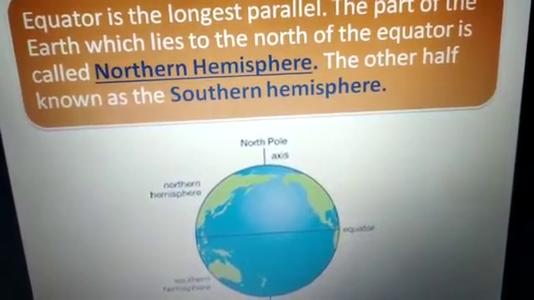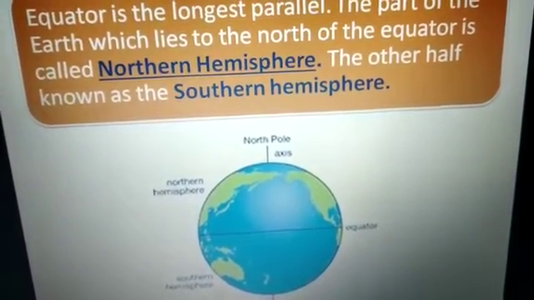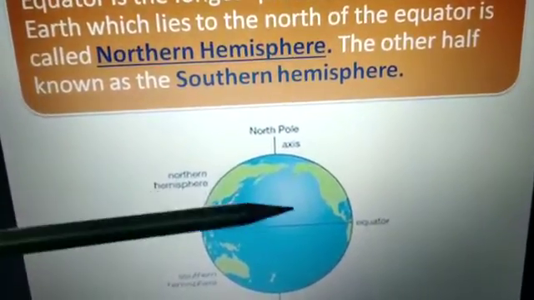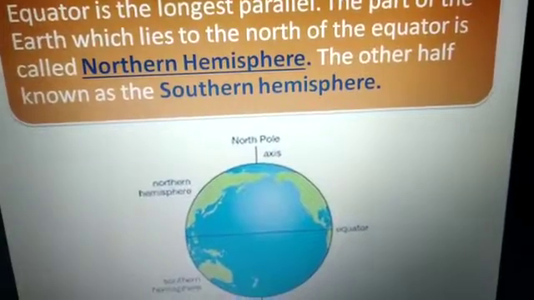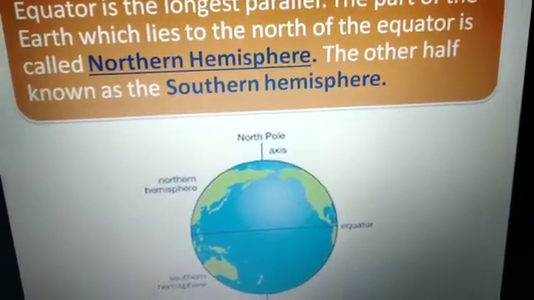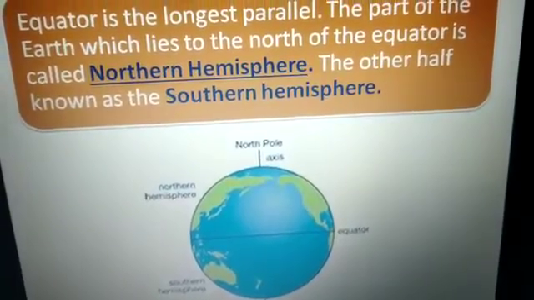Equator is the longest parallel. The part of the earth which lies to the north of the equator, as you see, this is the north part, that north of the equator is the Northern Hemisphere, the other half known as the Southern Hemisphere.